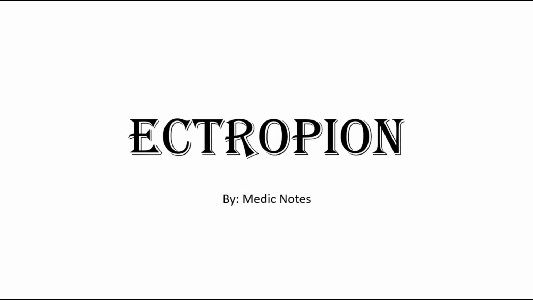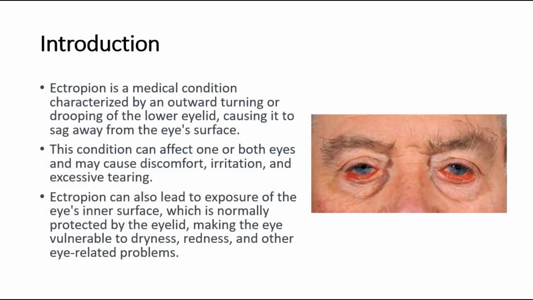This video is on ectropion. For introduction, ectropion is a medical condition characterized by an outward turning or drooping of the lower eyelid, causing it to sag away from the eye's surface. This condition can affect one or both eyes, and may cause discomfort, irritation, and excessive tearing.